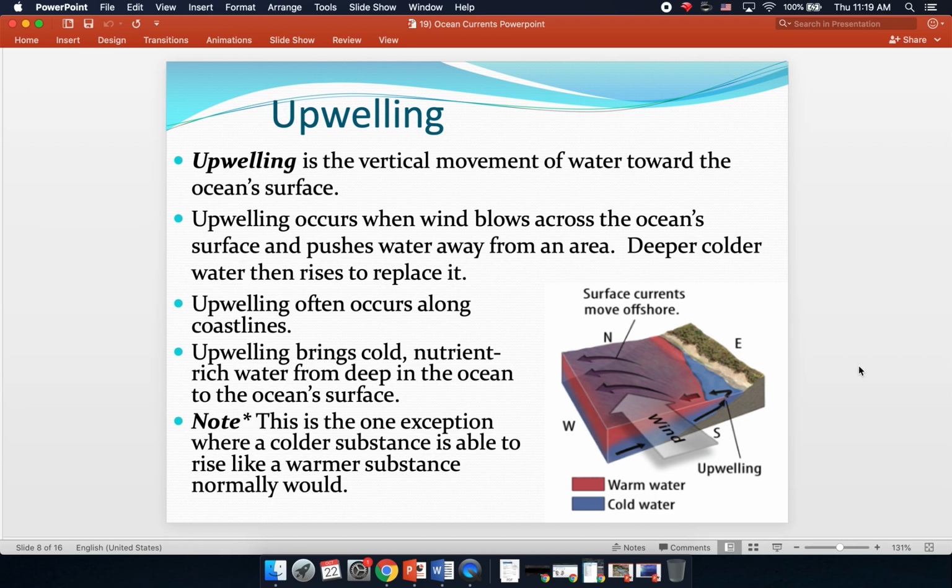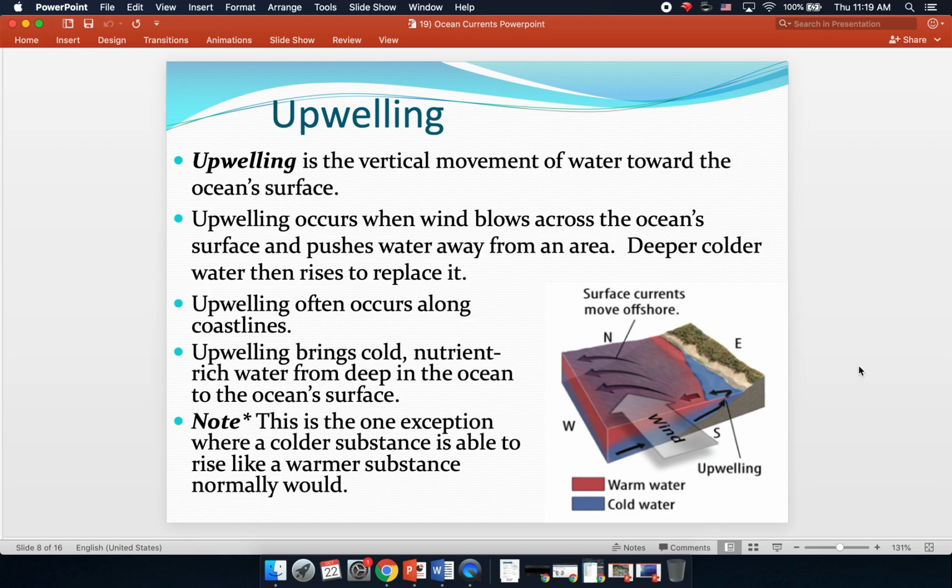Upwelling often occurs right along the coastlines, and it's important because it brings nutrient-rich water from deeper down in the ocean to the ocean's surface, and this helps provide for the smaller microorganisms and very tiny organisms in the ocean, which are at the bottom of the food chain and feed the larger organisms.